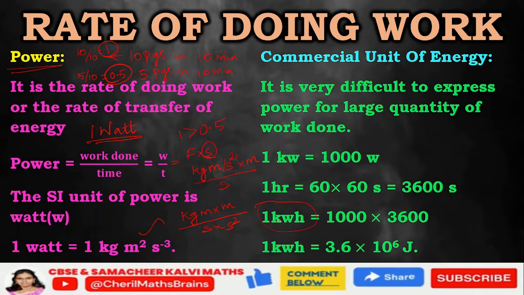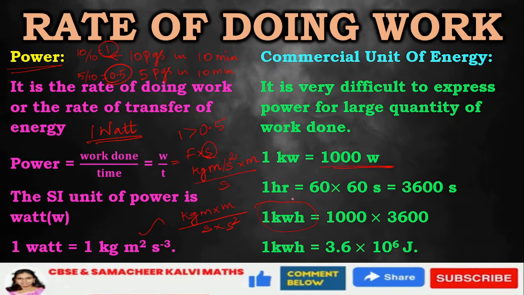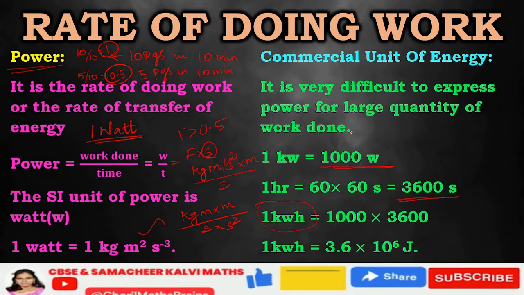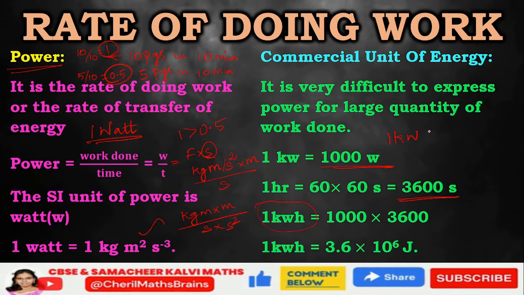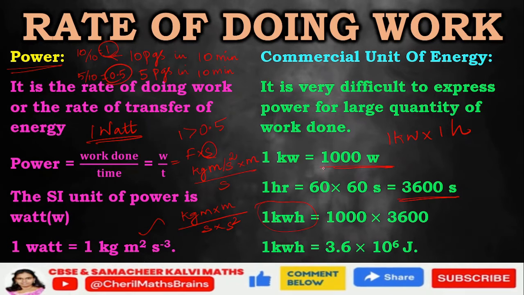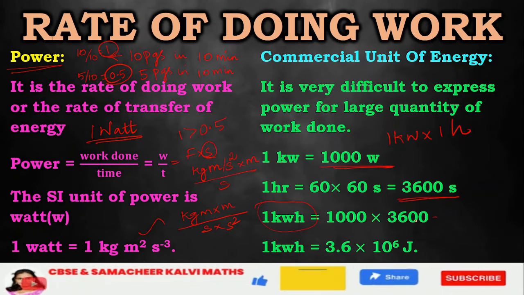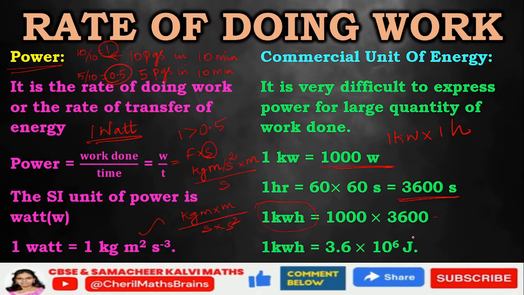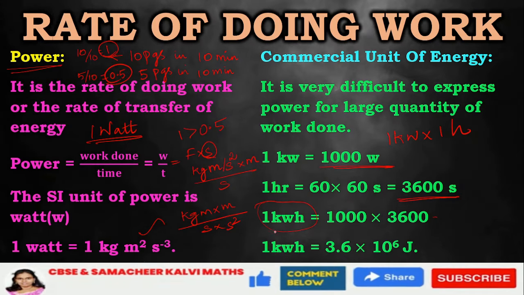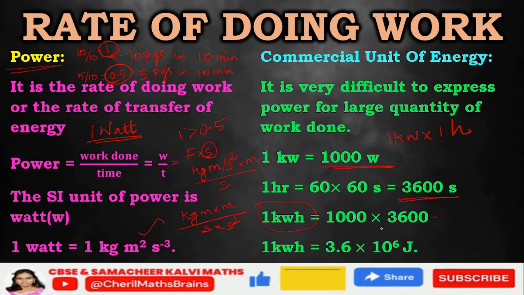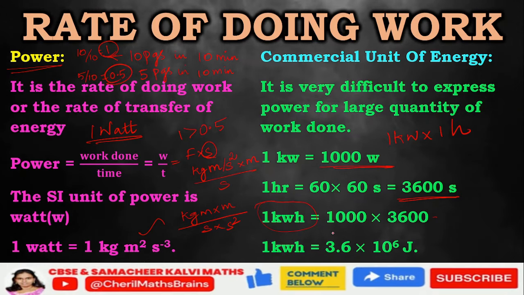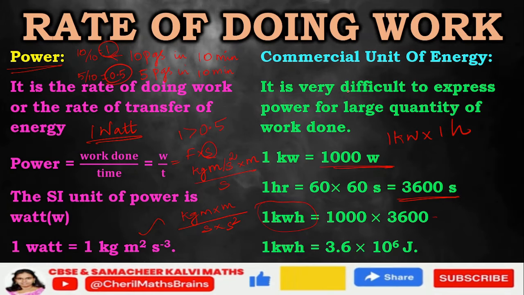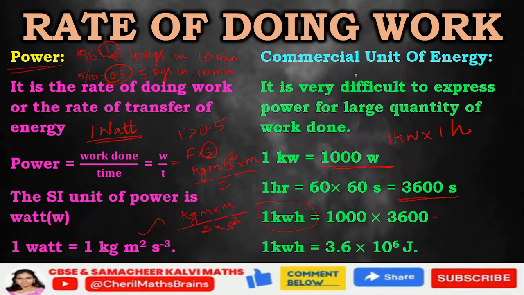So for that, 1 kilowatt is what? 1000 watt, and 1 hour is 3600 second. So 1 kilowatt hour will be 1 kilowatt into 1 hour. So it's going to be 1000 into 3600, which is nothing but 3.6 into 10 power 6 joule. Is it clear, children? So when I ask you to calculate the commercial unit of energy, you will have to do this. You will not be asked many questions on this now, but it is still better to learn about this, children.